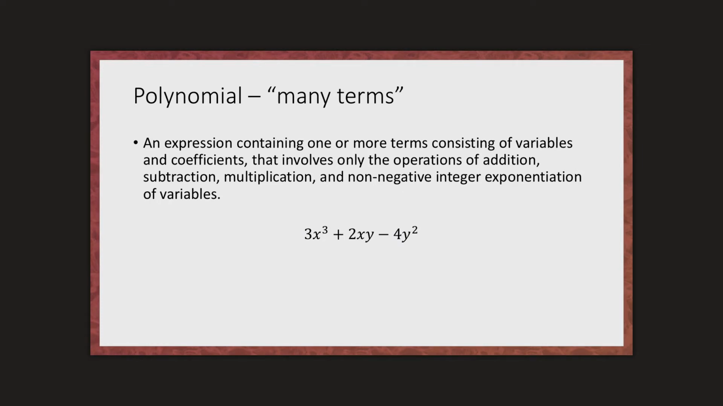A polynomial is an expression containing one or more terms consisting of variables and coefficients that involves only the operations of addition, subtraction, multiplication, and non-negative integer exponentiation of variables. Below we have a pretty typical polynomial. It has three terms in it, so this specifically would be called a trinomial. The terms are 3x to the third plus 2xy minus 4y squared. I can't combine any of these because none of them are like terms, so all three of these terms are individual terms in our polynomial.